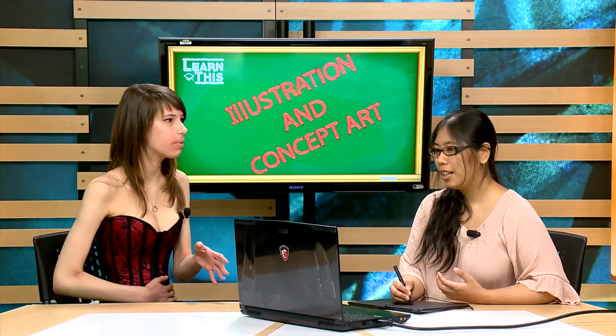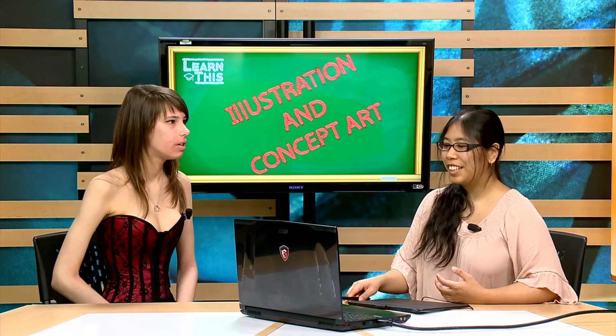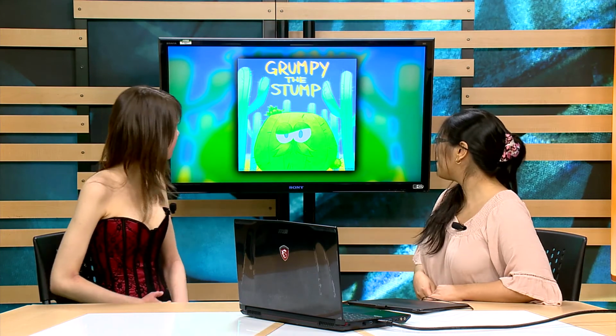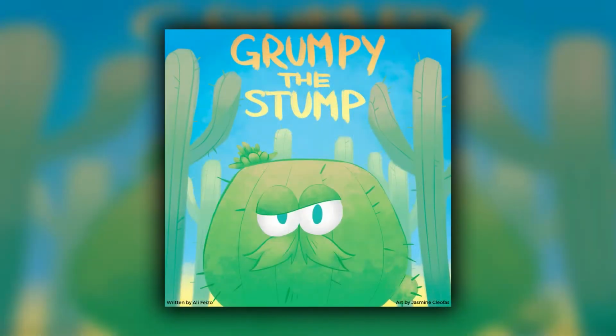What's the final product going to look like when you're done? Hopefully, it'll look like Grumpy the Stump surrounded by cactuses. Essentially, Grumpy the Stump, written by Ali Fiezo and drawn by me. Aw, I really like the gradient color there. Yeah, so you can see where I played with shapes.